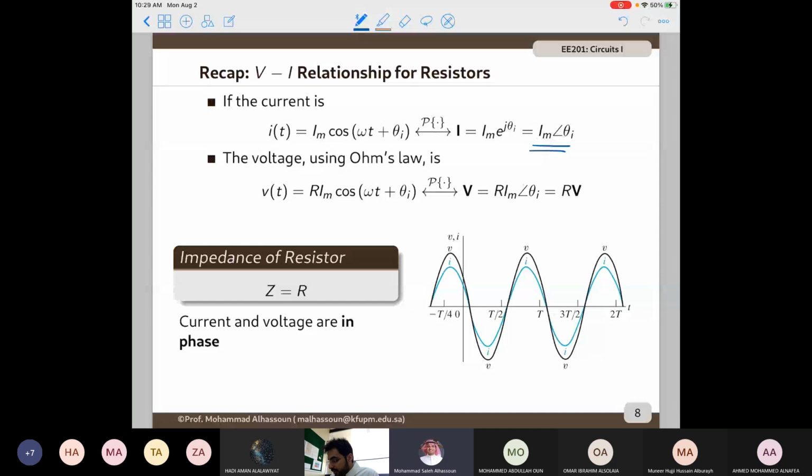Then by Ohm's law, the voltage is given by this formula. Which means that Z here is equal to R. So the impedance of a resistor is actually the resistance itself. The fact that we have a real impedance implies that the current and the voltage are in phase.